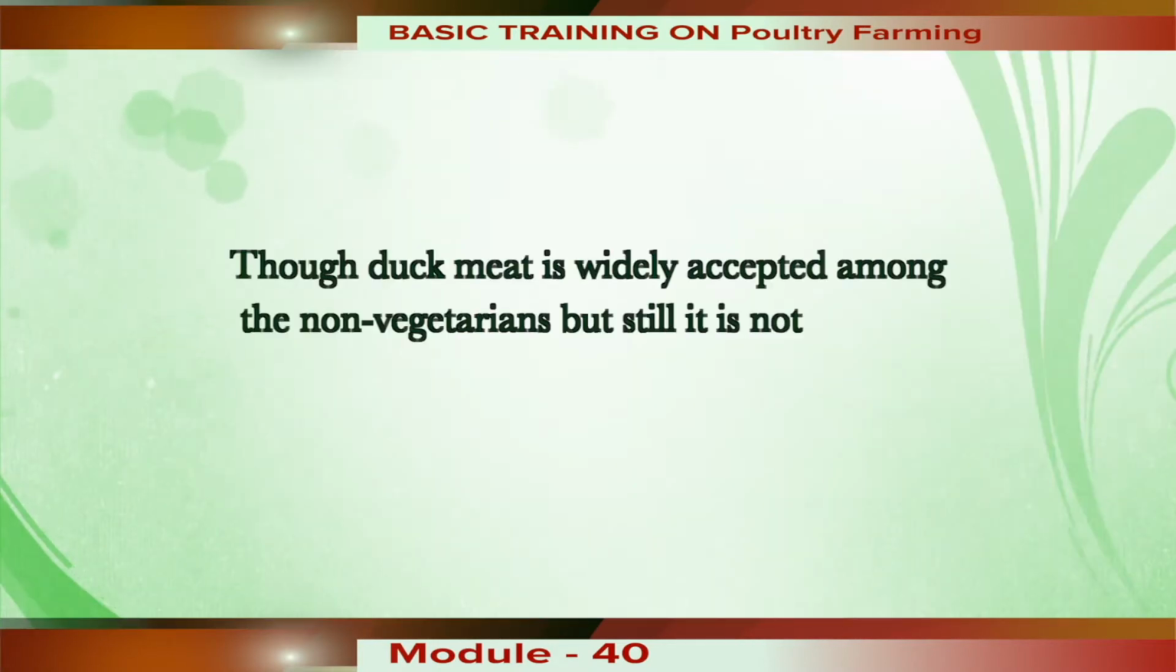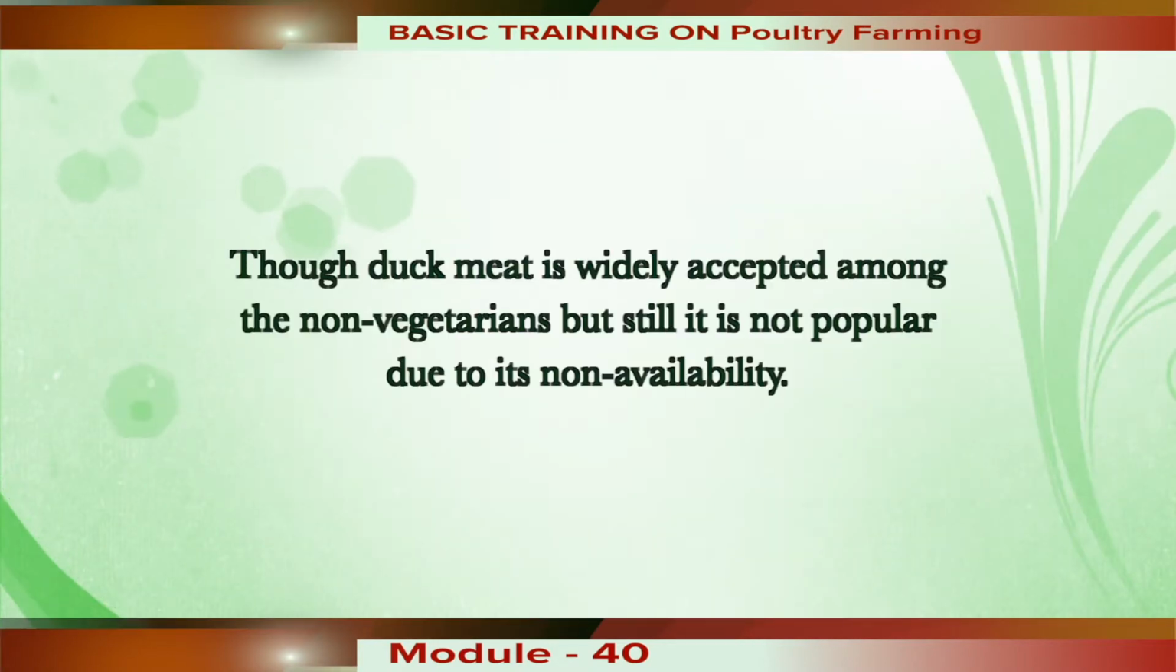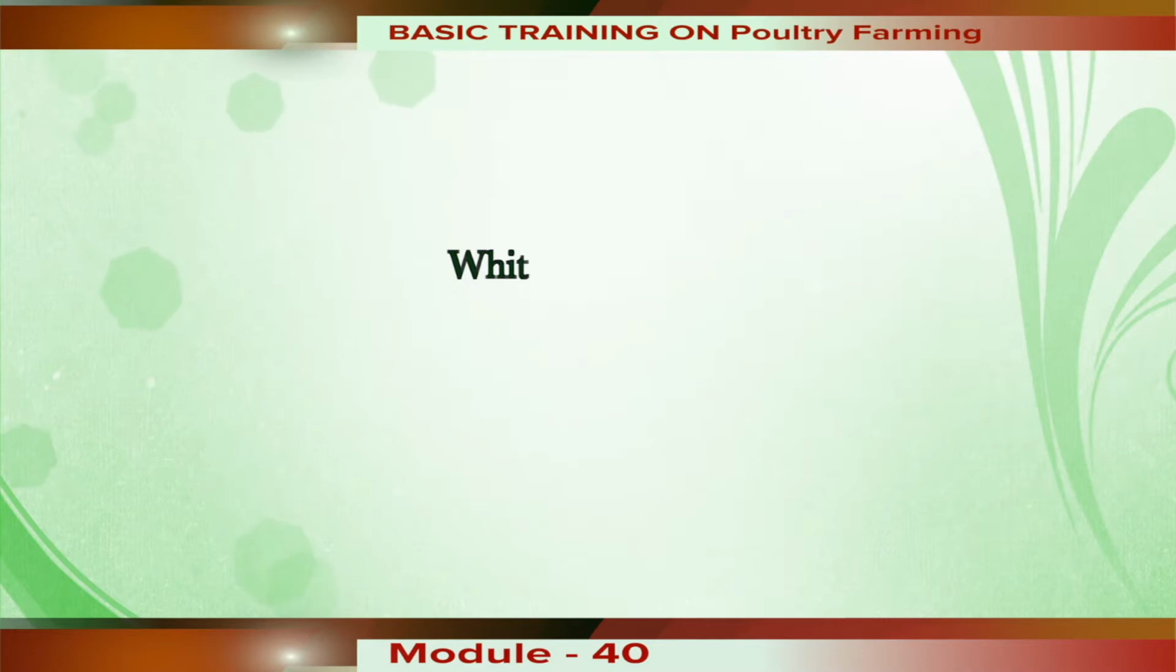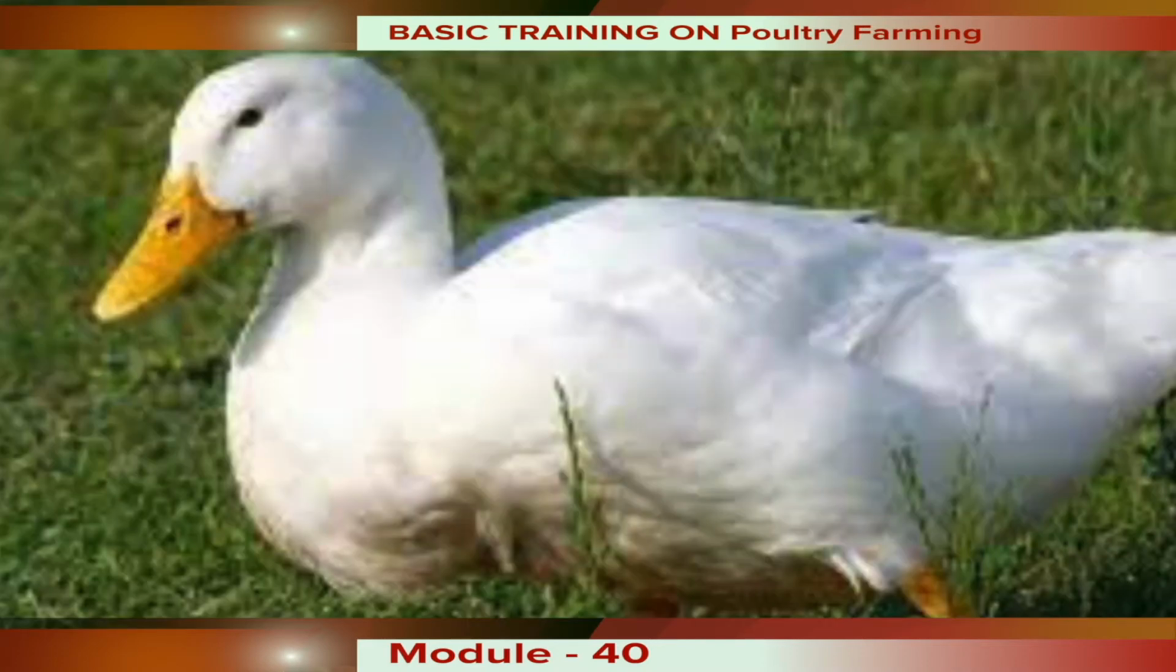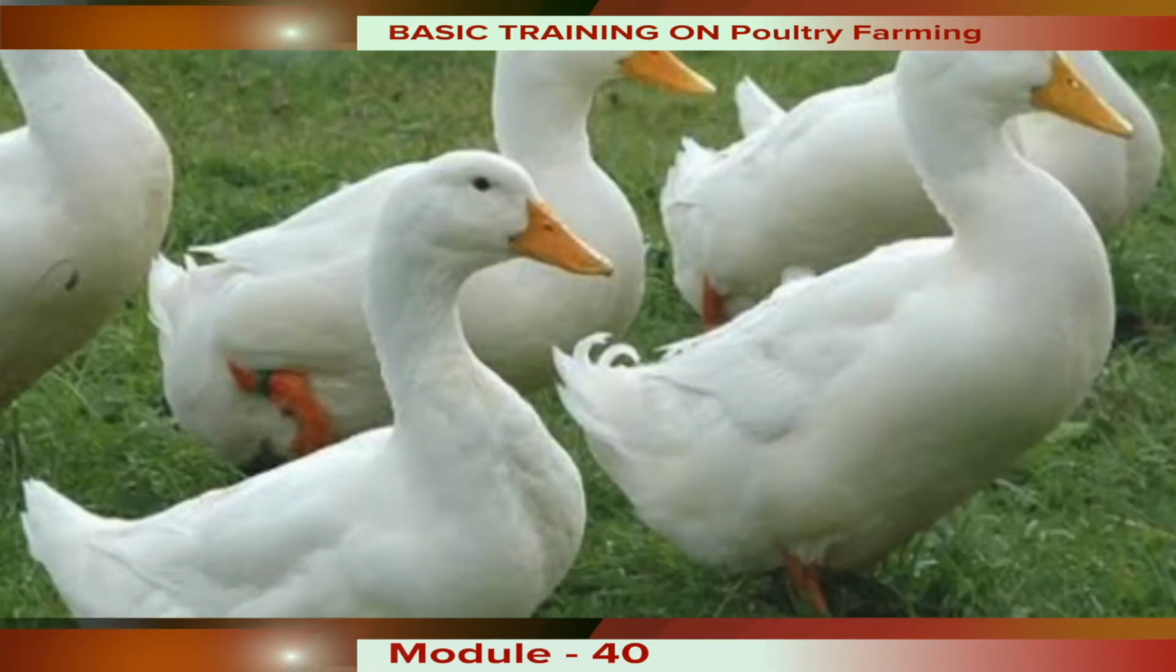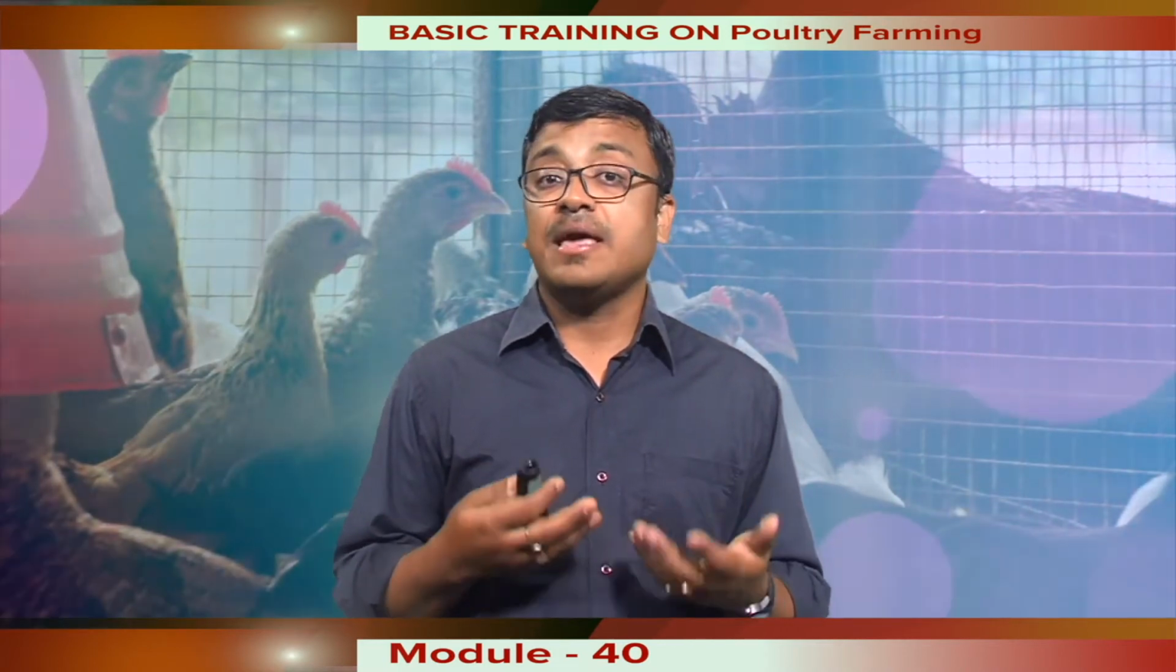Though duck meat is widely accepted among the non-vegetarians, still it is not popular due to the non-availability. First, we shall refer to white Peking duck. It is the most popular duck in the world, known for table purposes. It is fast growing and has low feed consumption with fine quality of meat. Their eggs are tinted white, which is considered less important than its capability to produce excellent quality meat.